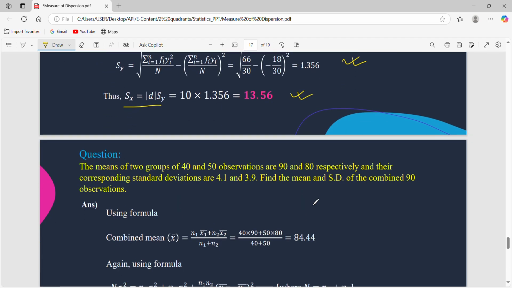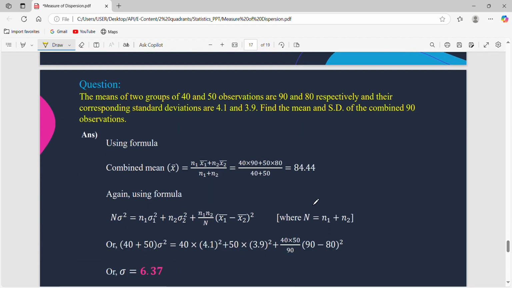And the next is: the means of two groups of 40 and 50 observations are 90 and 80 respectively, and their corresponding standard deviations are 4.1 and 3.9. Find the mean and standard deviation of the combined 90 observations.